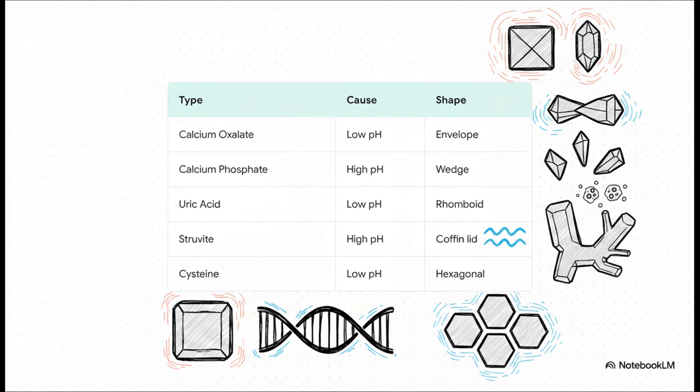Then you've got uric acid crystals. These are rhomboid, and they're driven by conditions with high cell turnover like gout or tumor lysis syndrome. Next up are struvite stones, which form these massive staghorn or coffin lid shapes. These are uniquely caused by urease-producing bacteria, like Proteus, again in a high pH environment. And finally, we have the rare cystine stones, which form perfect little hexagons due to a genetic transporter mutation.